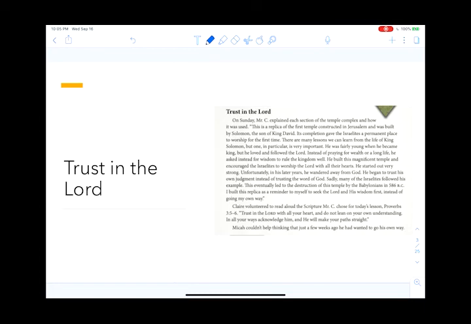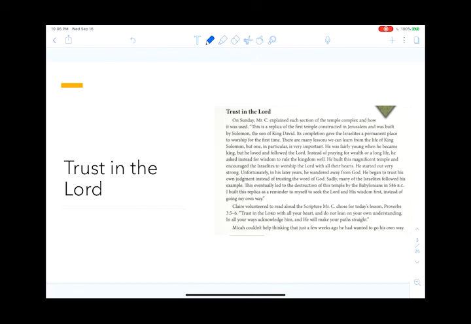On Sunday, Mr. C explained each section of the temple complex and how it was used. This is a replica of the first temple constructed in Jerusalem and was built by Solomon, the son of King David. Its completion gave the Israelites a permanent place to worship for the first time.